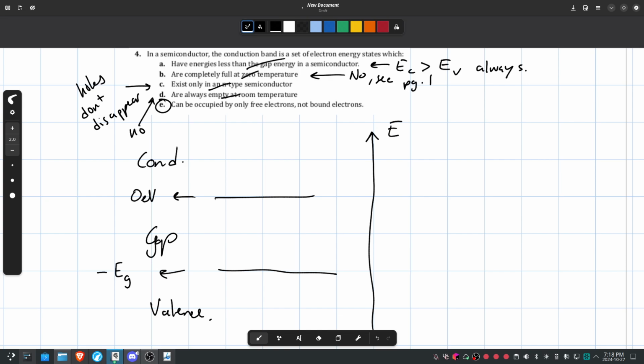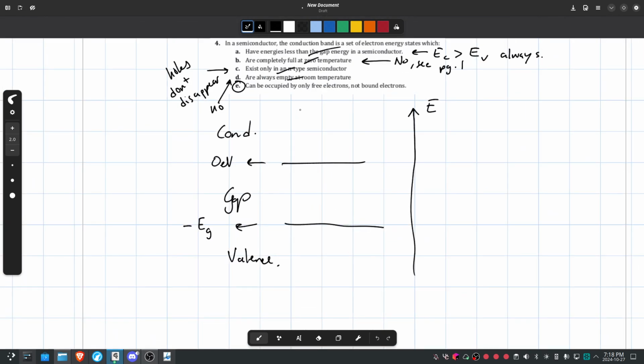Whenever an electron gets too excited and it jumps up from the valence, it becomes free. It's not really connected to any atom, and it starts to move around a lot. That's a free electron. You could also determine that by process of elimination here.